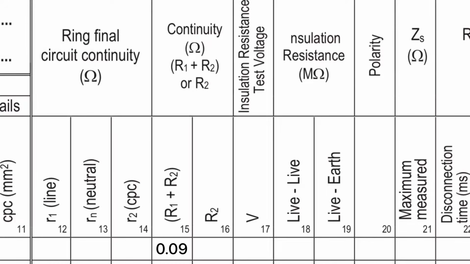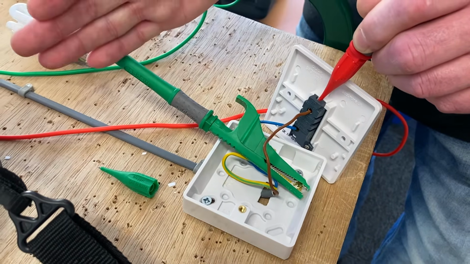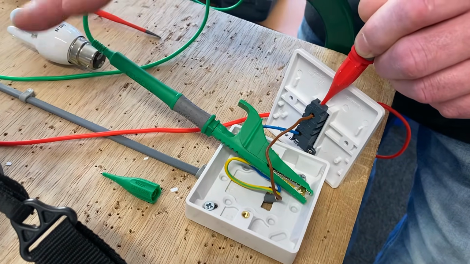We've operated the switch and seen the circuit open and close, therefore we can tick the polarity box, and for us that's it completed for our continuity of CPC and polarity test for our one-way lighting circuit.